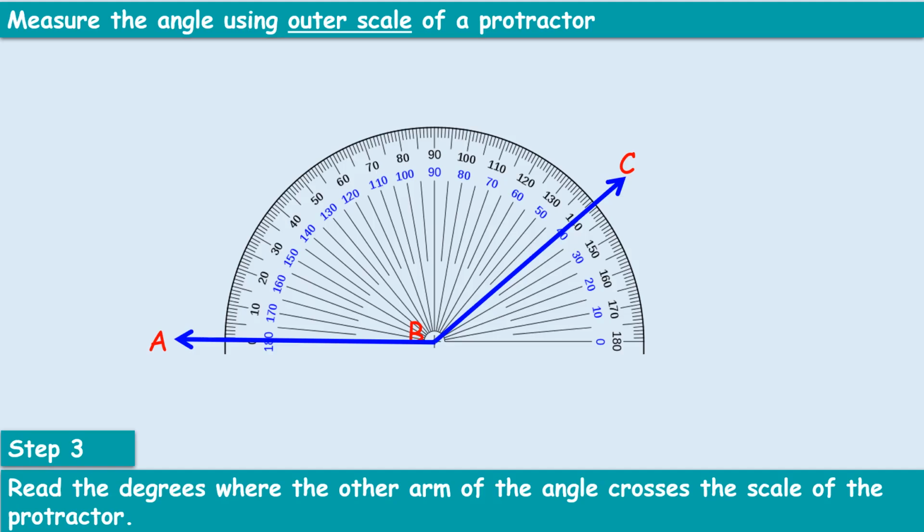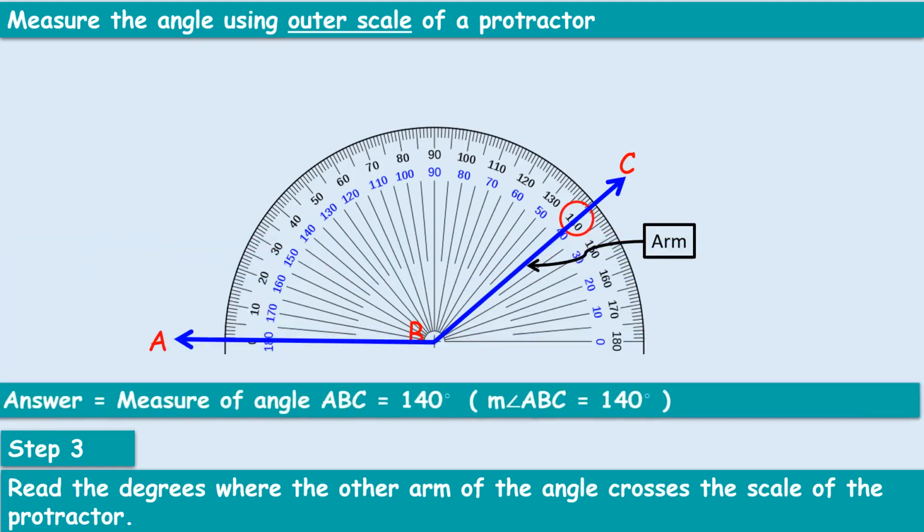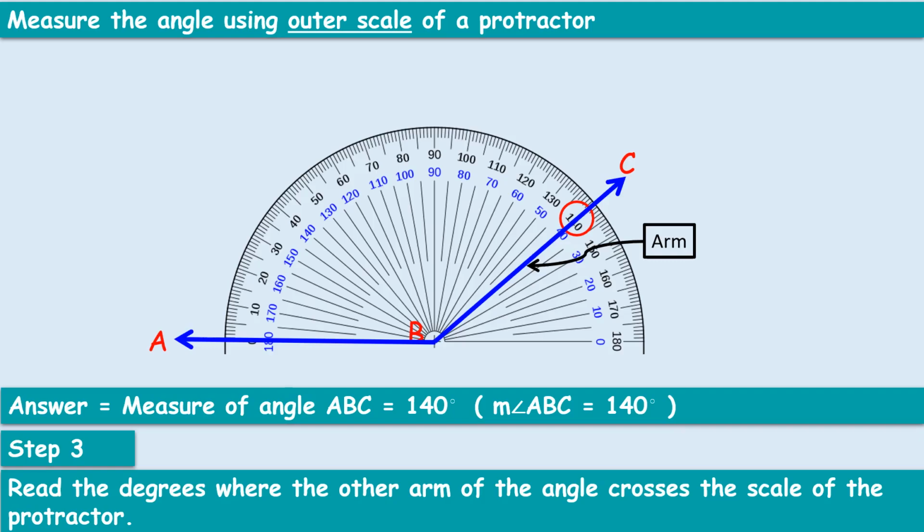Here, in this angle, the baseline arm points to outer scale. Read the measure of the angle where the other arm crosses the scale. Measure of the angle ABC is 140 degree. It is an obtuse angle.